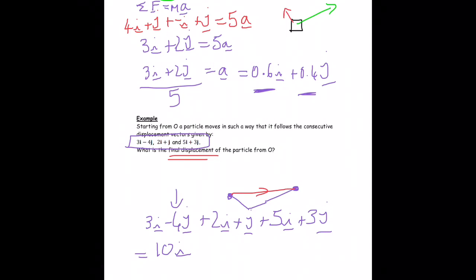If they wanted the distance, remember the distance in this case is just 10. The distance will be the magnitude of the displacement. So if you've got a displacement vector like maybe 5I plus 3J, if you work out the magnitude of that, it will give you the distance that the thing would travel if it travels along that vector.